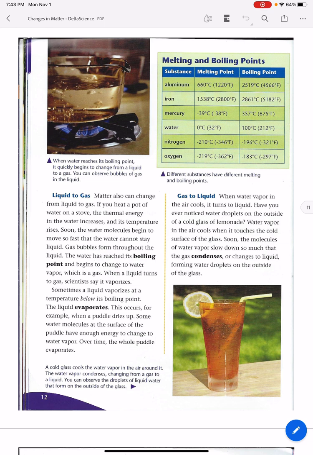A cold glass cools the water vapor in the air around it. The water vapor condenses, changing from a gas to a liquid. You can observe the droplets of liquid water that form on the outside of the glass.